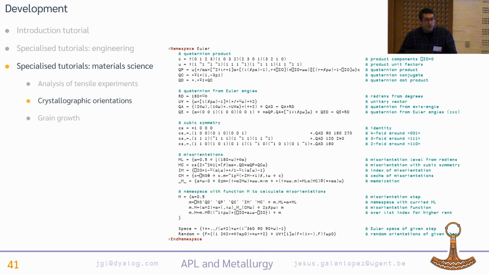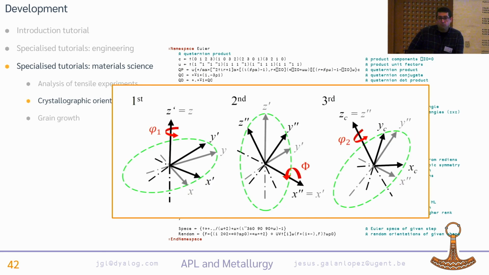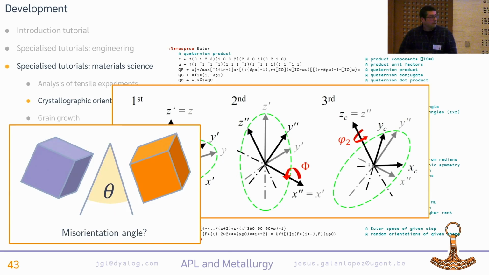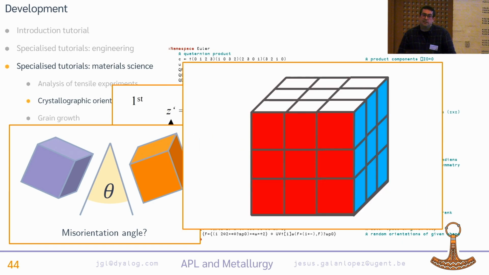Another tutorial is about crystallographic orientations. This is an interesting topic. I will explain a little bit what it is about. When we talk about the orientations of a crystal, we represent the orientation as three consecutive rotations around different axes. And then you are given that, and what we want to do with that is to calculate misorientations between different crystals. We want to know how much you need to rotate one crystal to get to the position of the other one. The problem here is that we have symmetries.